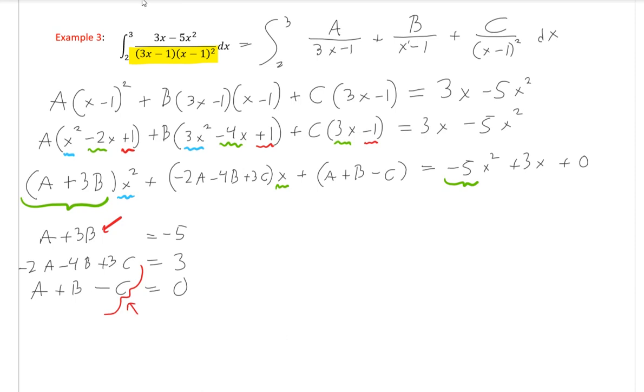I'm going to take the last two. I'm going to take minus 2A minus 4B plus 3C equals 3. And what I'm going to do is add 3 times A plus B minus C equals 0.